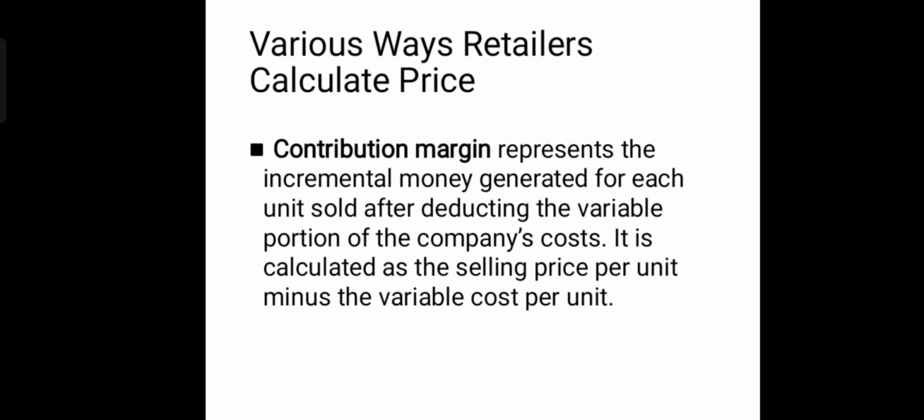Let's proceed. There are various ways retailers calculate price. Number one is contribution margin. It represents the incremental money generated for each unit sold after deducting the variable portion of the company's costs. It is calculated as the selling price per unit minus the variable cost per unit. So this contribution margin is one of the ways retailers calculate price.